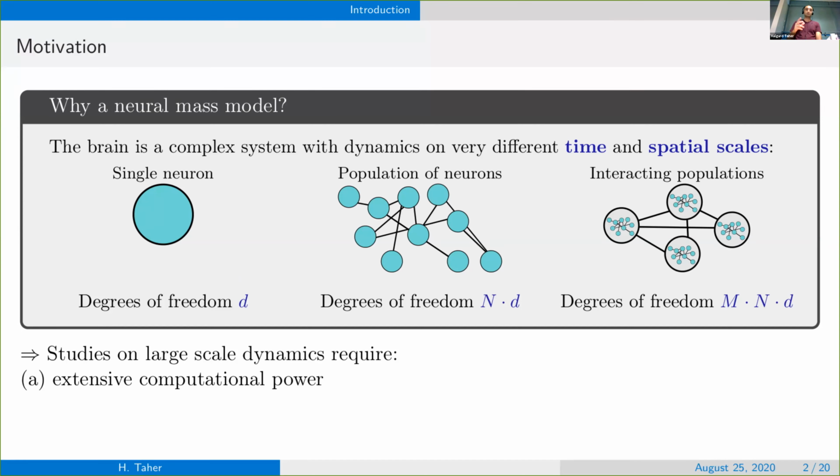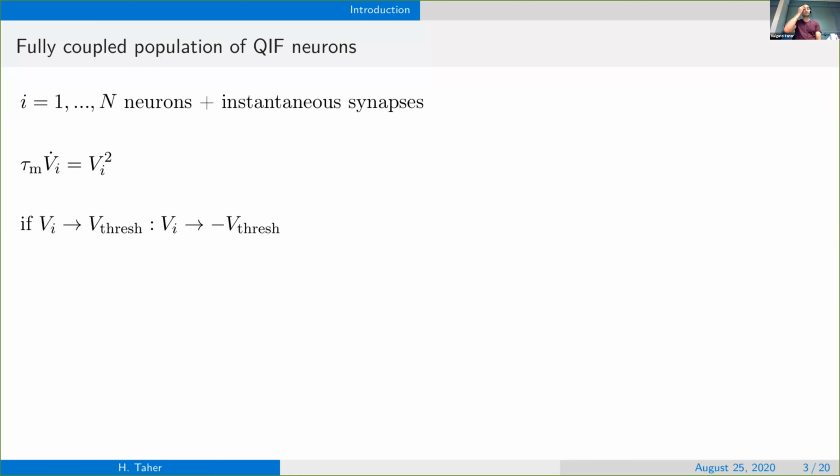So what we can use are so-called neural mass models. I will present one such neural mass model, which was developed a few years ago. We made an extension of this model to include short-term synaptic plasticity. But first of all, I will start with the original model.